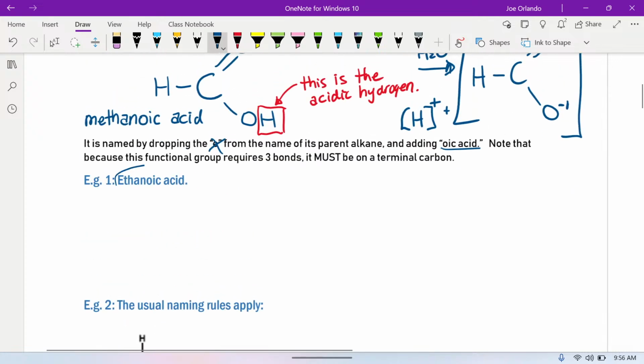All right. I want you to draw ethanoic acid for me. Draw me ethanoic acid. And don't use the skeleton just yet. Draw me a proper full structure with hydrogens and everything for ethanoic acid.